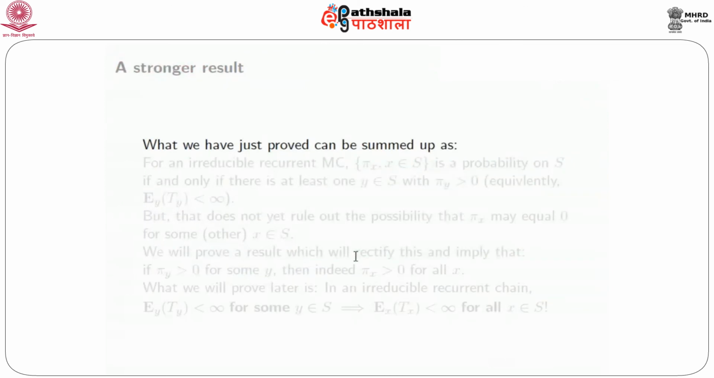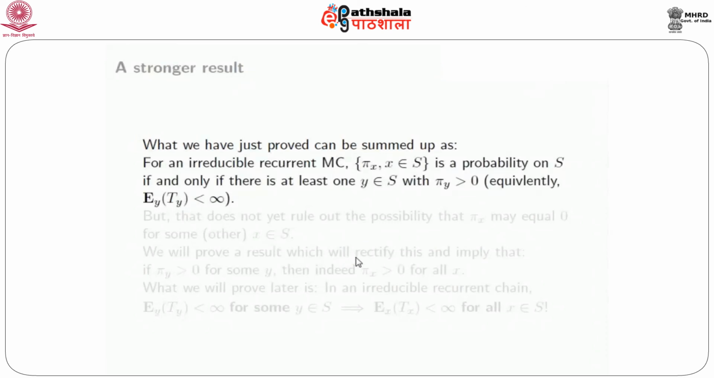So what we have just proved can now be summed up in the following manner. Fix an irreducible recurrent Markov chain. What we have shown just now is that the set of numbers pi X, X in S, is a probability on S if and only if there is at least one Y in S with positive pi Y, which of course is equivalent to the expected return time to Y, starting from Y, being finite. But that does not yet rule out the possibility that pi X may equal 0 for some X in S. All it says is that if one of them is positive, then the numbers together add up to 1. That's a probability. But some of the other pi X's could still be 0.